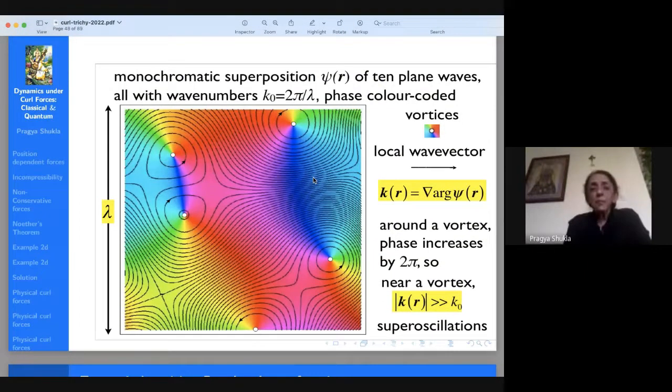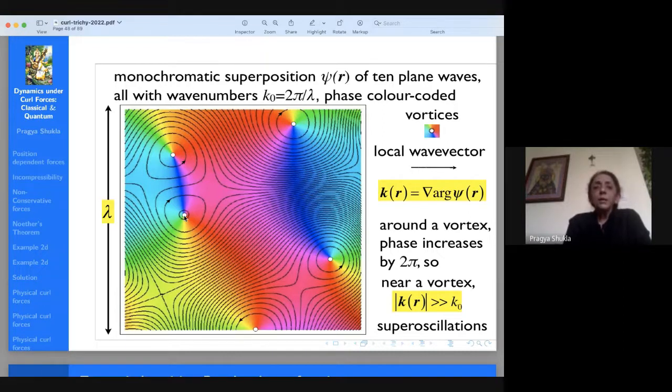And this is a phase plot of the local wave vector. How do you define the local wave vector? The local wave vector is defined by taking the gradient of the argument of the wave psi(r), and then you plot this, and the color coding is such that it is describing the phase.